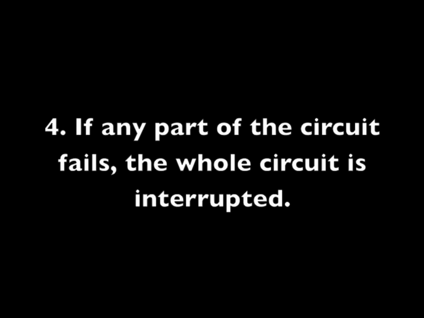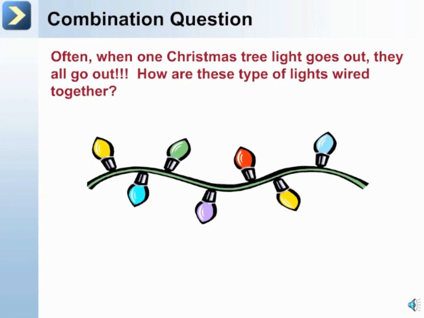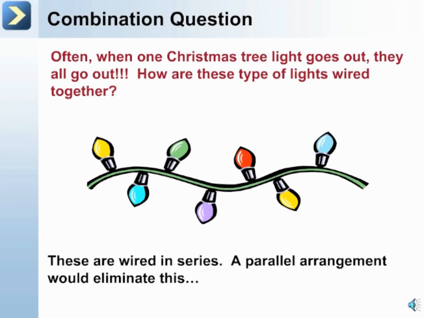There's also a fourth. If any part of the circuit fails, the whole circuit is interrupted. And this is the supreme disadvantage of series circuits. For example, this used to happen often, and still does sometimes. When one Christmas tree light goes out, they all go out. How are these types of lights wired together? Well, they're wired in series. And if something's wired in series, if one bulb goes out, they all go out. But with parallel arrangements, this doesn't happen. If one goes out, the rest stay on.